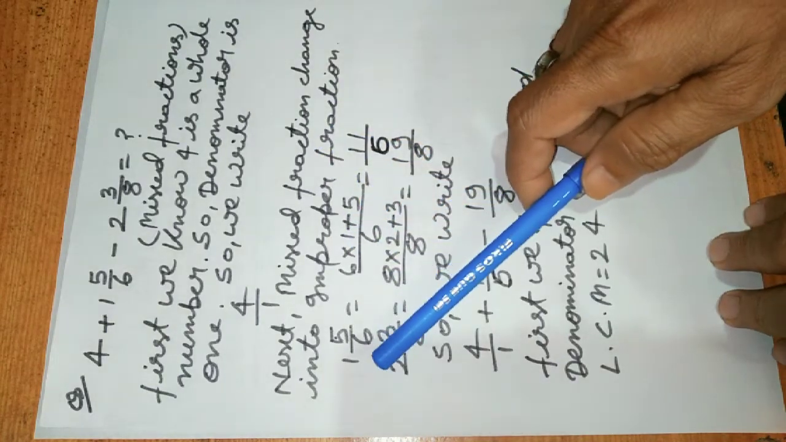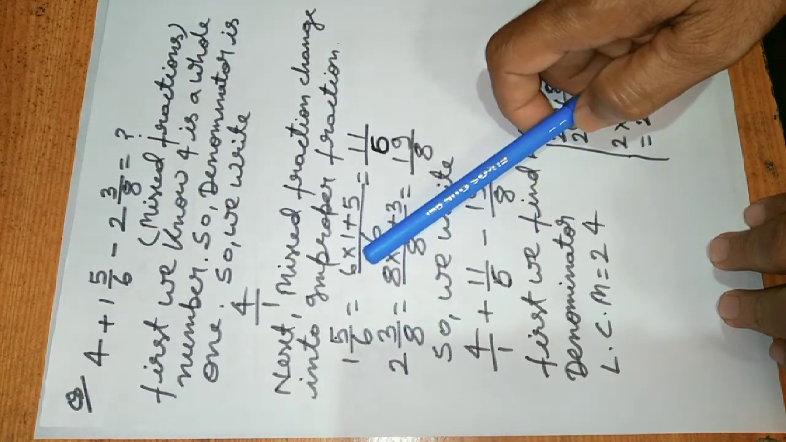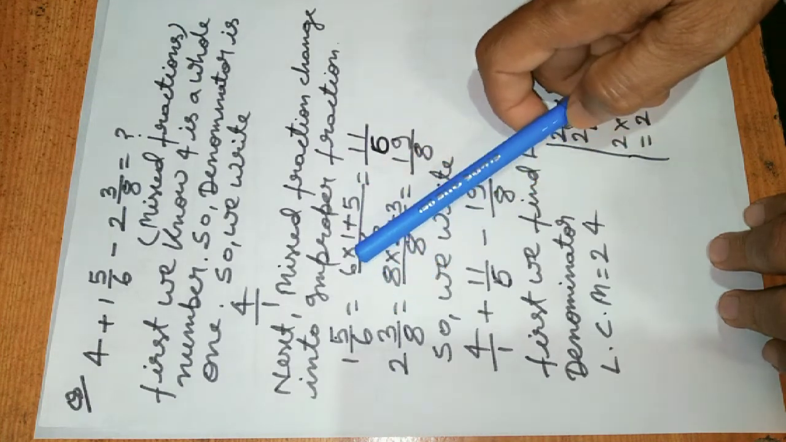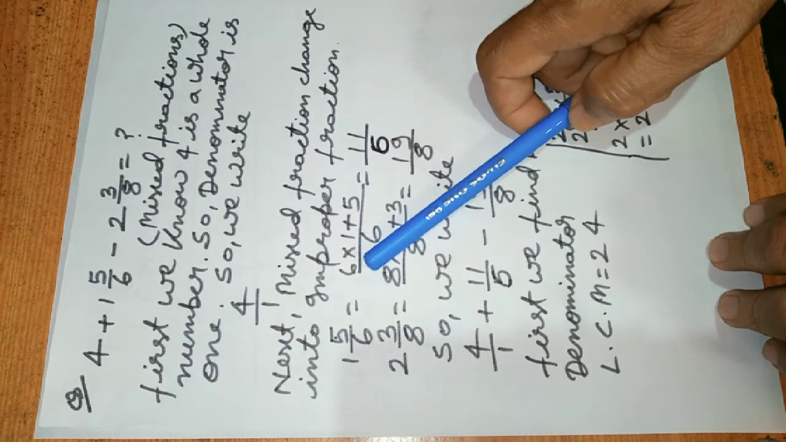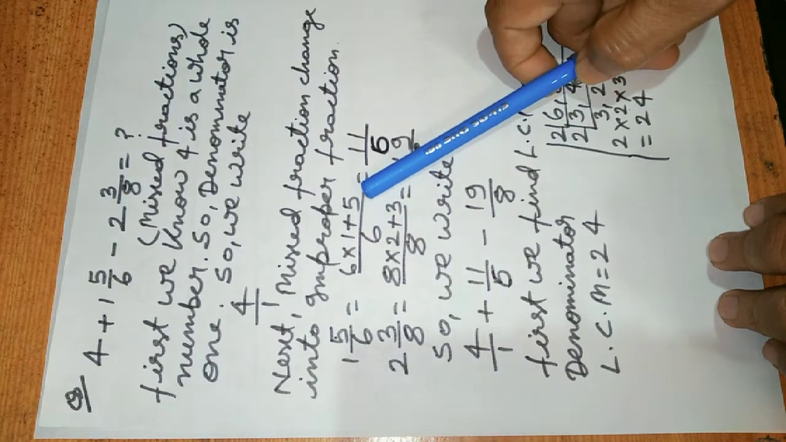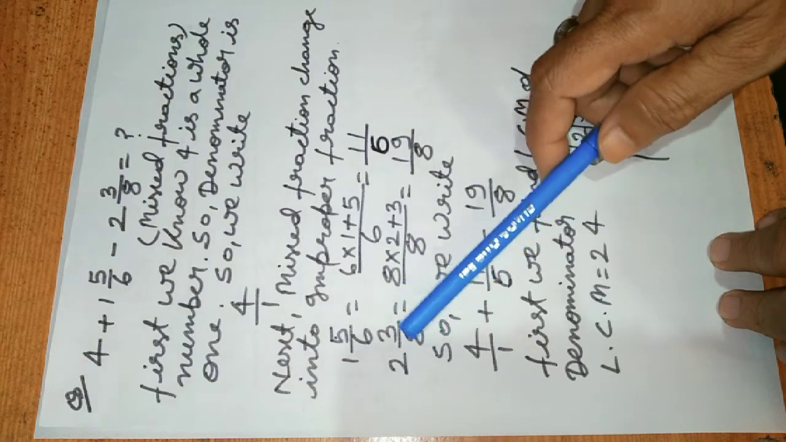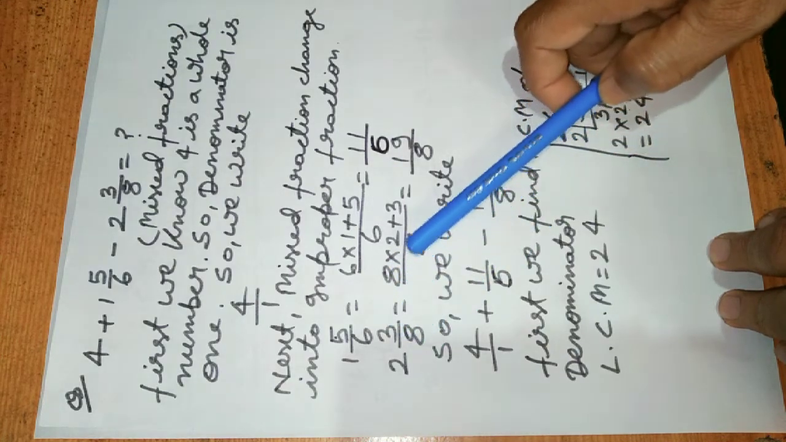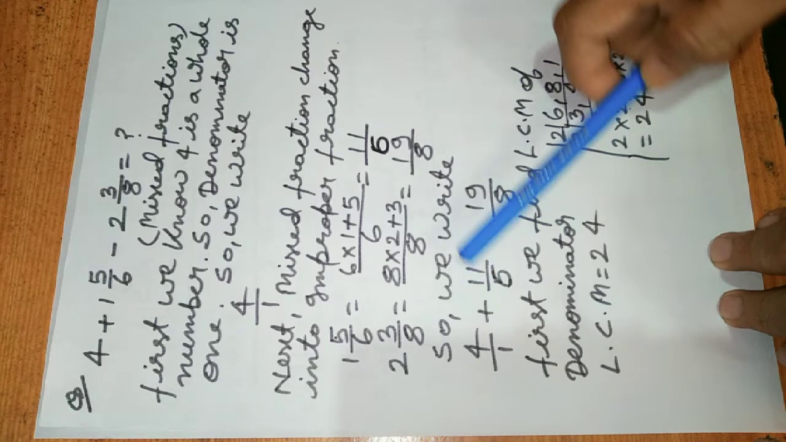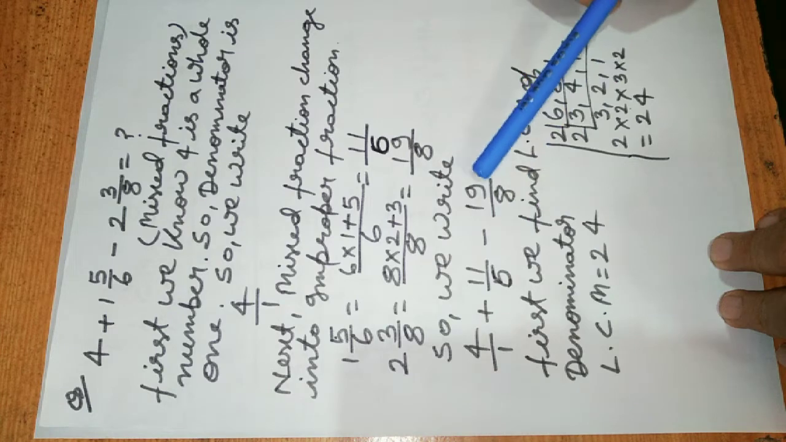Here 1 integral part 5 by 6 is equal to 6 multiply 1 plus 5. 6 is the denominator, and integral part multiply plus numerator is equal to 11 by 6. 2 integral part 3 by 8 is equal to 8 multiply 2 plus 3 by 8 is equal to 19 by 8. So we write 4 by 1 plus 11 by 6 minus 19 by 8.